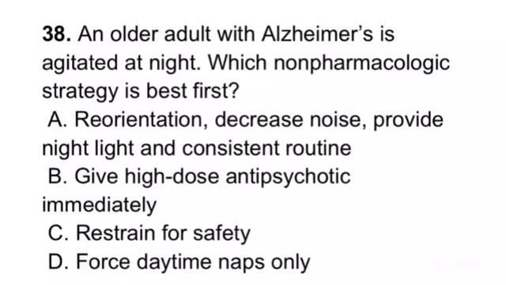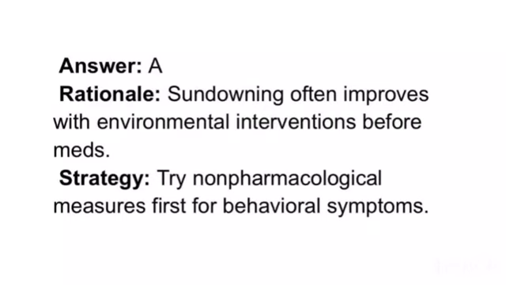38. An older adult with Alzheimer's is agitated at night. Which non-pharmacologic strategy is best first? A. Reorientation, decrease noise, provide night light and consistent routine. B. Give high-dose antipsychotic immediately. C. Restrain for safety. D. Force daytime naps only. Answer, A.